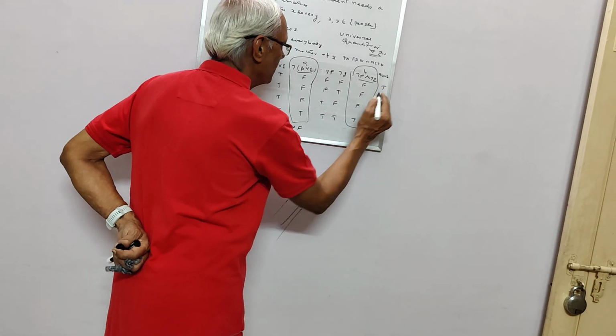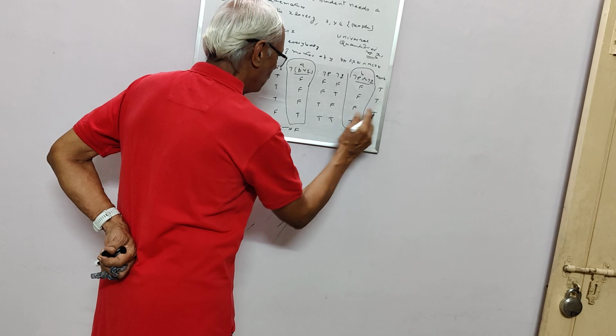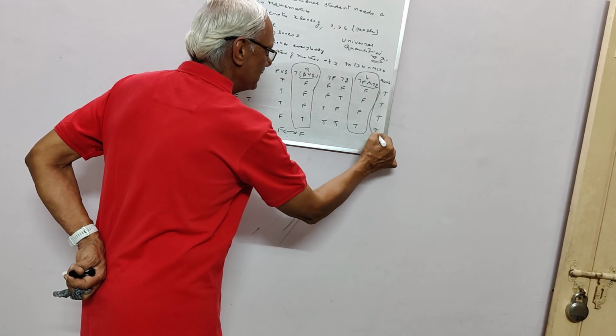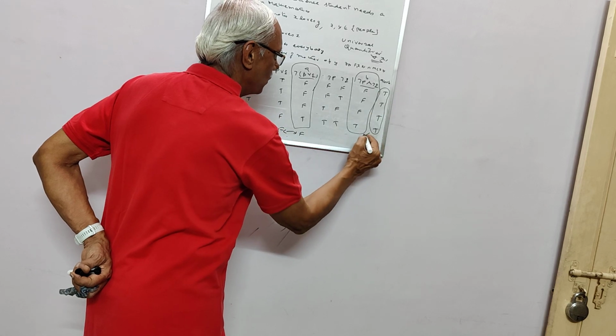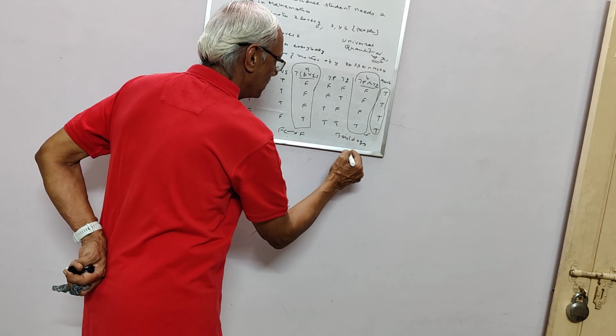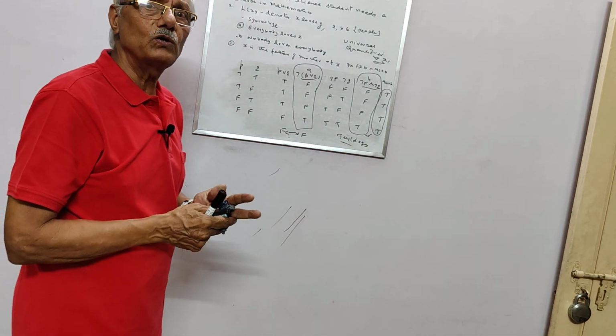Come to this again, FF. This is true. FF, true. Now TT, again T. So for any statement you take, this is so. It says that it is a tautology. Can you get this? So this is called a tautology. They become tautological statements.